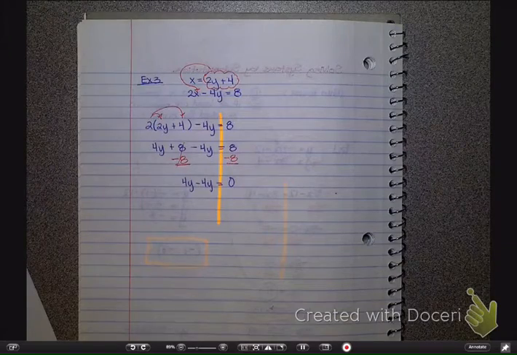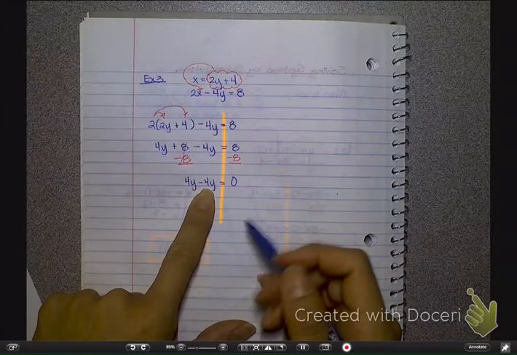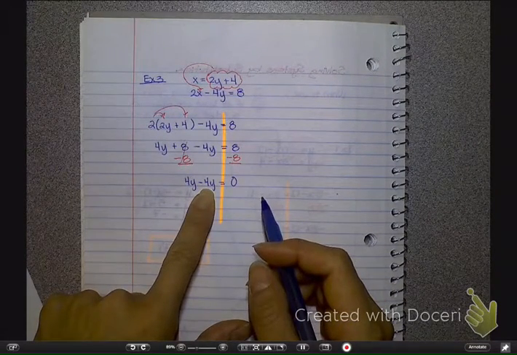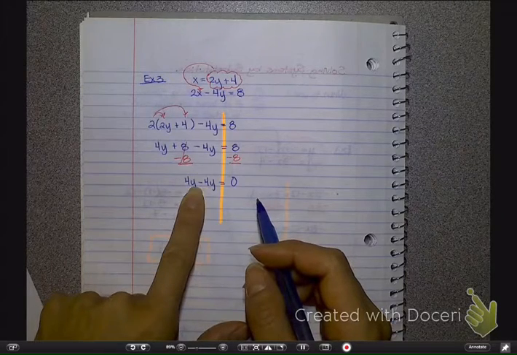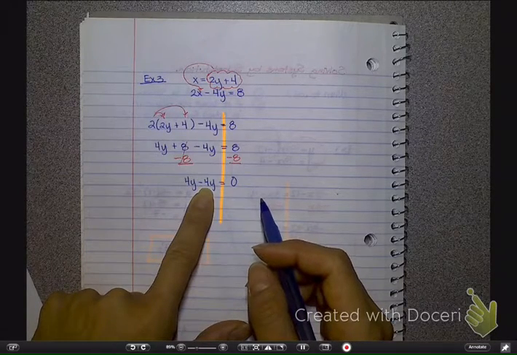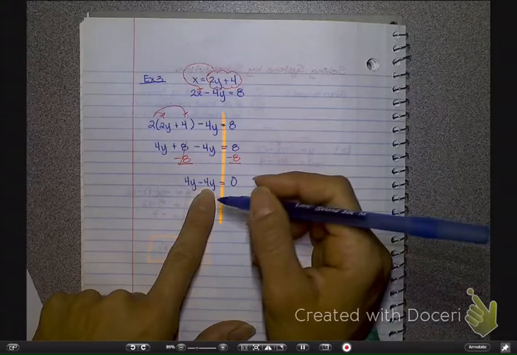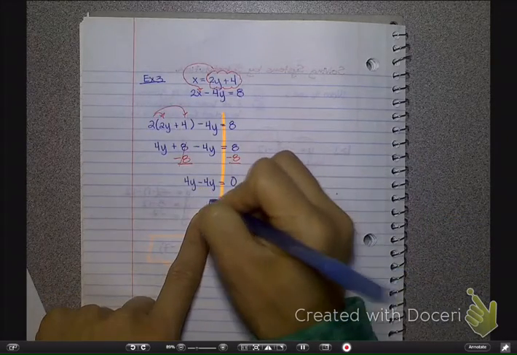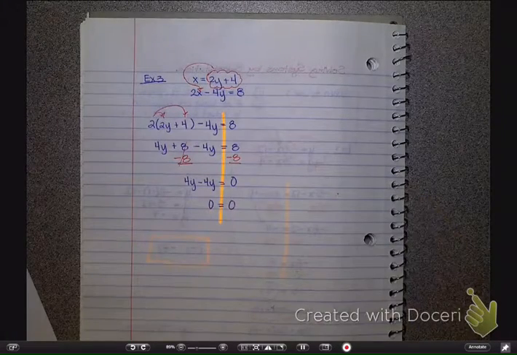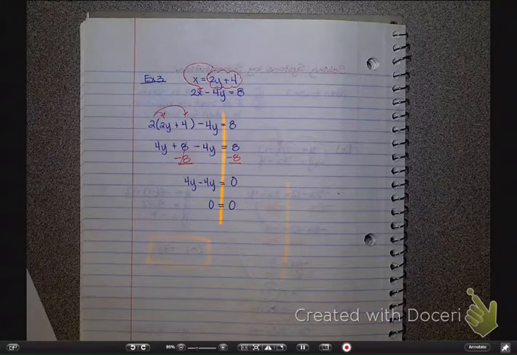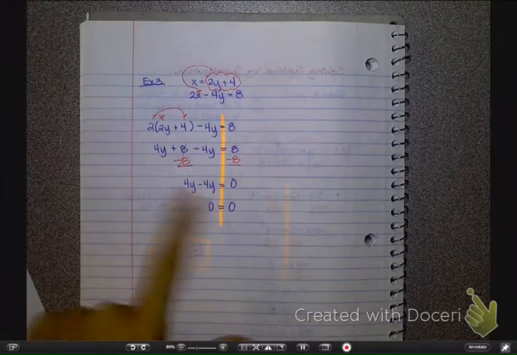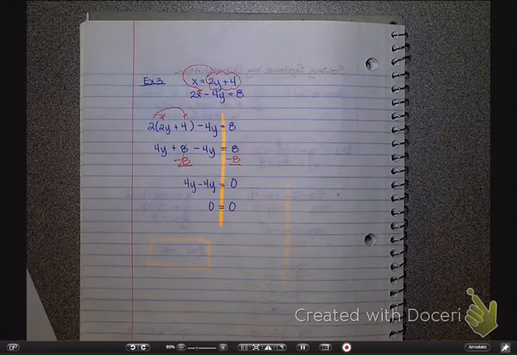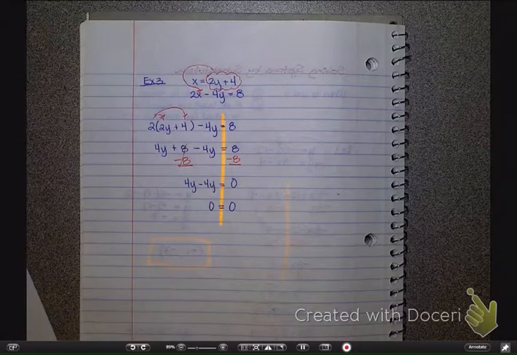All right, next, what's 4y minus 4y? What's 4 minus 4? 0, right? So I have 0 y's, right? So what's 0 times y? 0, nothing, right? So I have 0 equals 0. Now this is kind of weird, right? In the other two problems, I always got like y equals something or x equals something, right? But in this problem, my variable completely eliminated itself, and I have 0 equals 0.